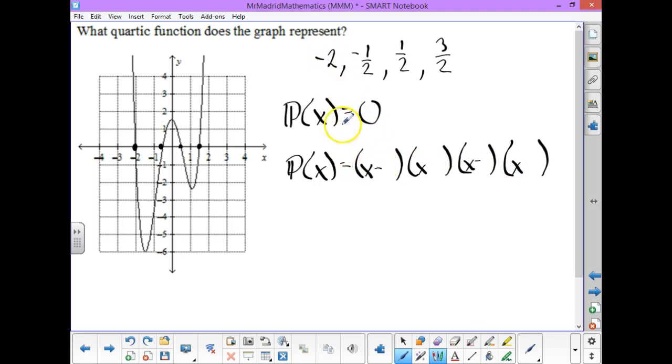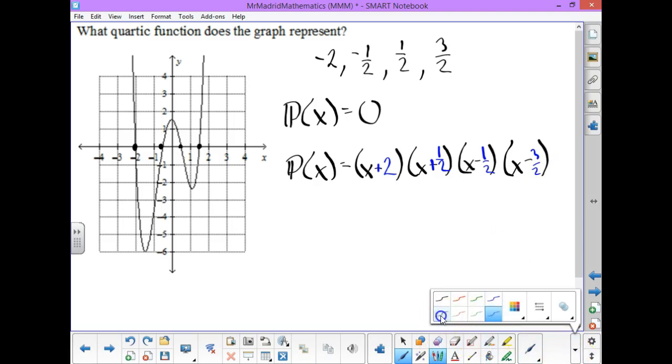I'll go a different color. Why not? -2 makes this a +2. Bring this guy down. Oh, how did I forget that? Minus and minus, so bring him straight down. That forces this guy to be a +1/2. Bring him straight down. That stays a -1/2. And this guy comes down as a -3/2. So technically we're done. There is that quartic function that represents this graph.